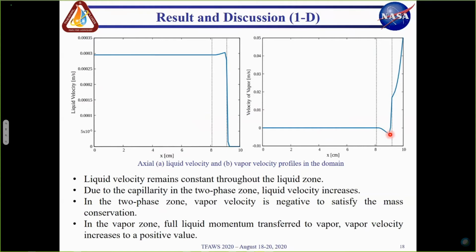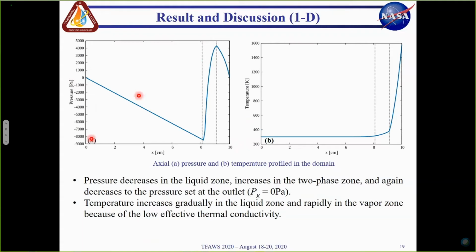This figure shows the vapor velocity along the length of the domain. At the liquid zone, as there is no vapor, the velocity of the vapor is 0. Then it goes negative to keep the mass conservation. In other words, in the two-phase zone, when the wetting fluid, which is the liquid, is advancing, the non-wetting fluid, which is the vapor, should be receding. And at the vapor zone, when all the liquid is transformed to vapor, the liquid momentum will be transferred to vapor, then the vapor velocity will increase to positive.